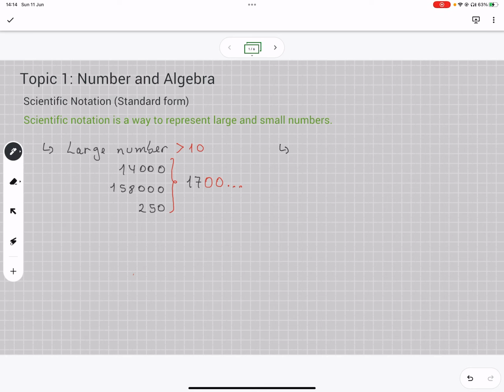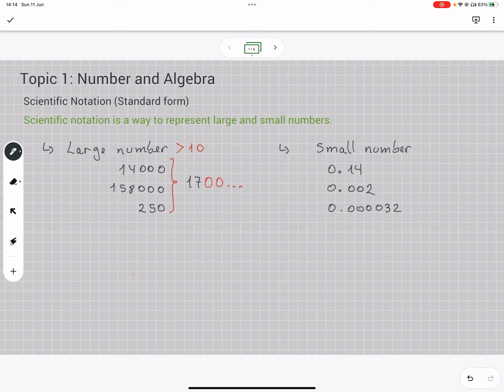Then what is a small number? Again, I'm going to give you some examples of small numbers. A small number can be 14 hundredths, so 0.14. Then 0 and 2000ths, or 32 millionths, so 0 and 32 millionths.